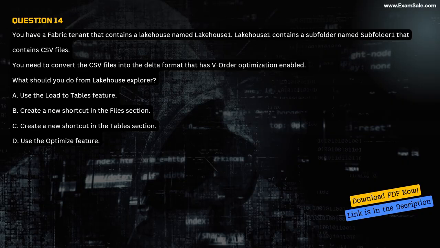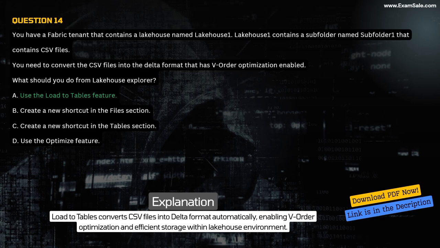A. Use the Load to Tables feature. B. Create a new shortcut in the Files section. C. Create a new shortcut in the Tables section. D. Use the Optimize feature. Correct answer A. Use the Load to Tables feature. Explanation. Load to Tables converts CSV files into Delta format automatically, enabling vOrder optimization and efficient storage within the Lakehouse environment.